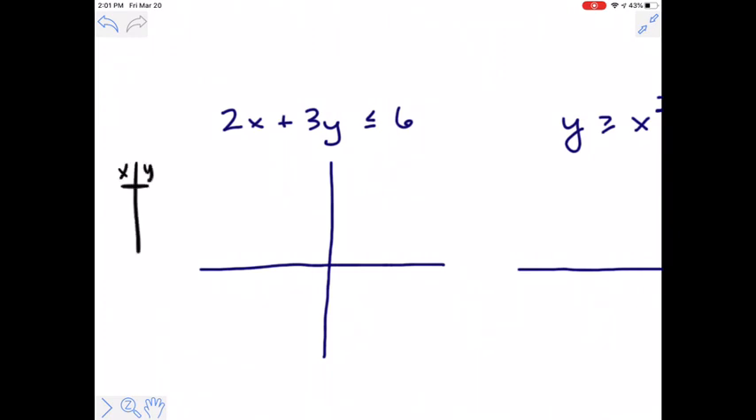So if we had a table of values here, if I let x equal 0, this is going to give me my y-intercept. If x is 0, then I'm solving the equation 3y equals 6, so then y equals 2. If I let y equal 0, then I solve the equation 2x equals 6, so x equals 3. So those are my x and y intercepts: 0, 2 and 3, 0. And before just graphing a line straight through them, you have to check the inequality. This is less than or equal to. Since it's an equal-to inequality, I know it's going to be a solid line.